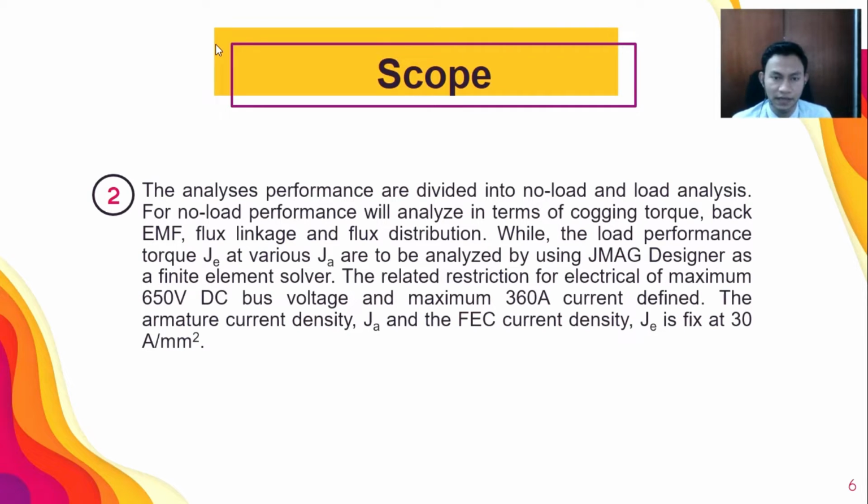For load condition, the JE at various JA needs to be analyzed by using JMAG Designer as a finite element solver. The rated restriction of the electrical is a maximum of 650 volt DC bus voltage and a maximum current of 330 ampere. The armature current density JA and the FEC current density JE are fixed at 30 ampere.